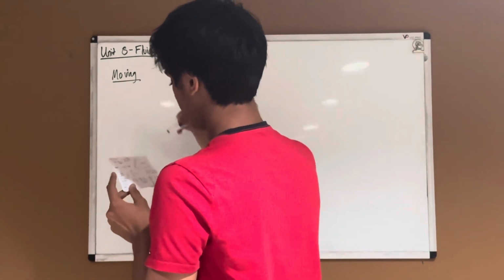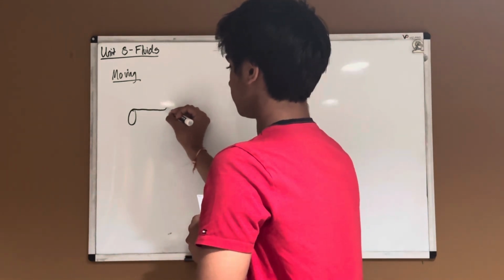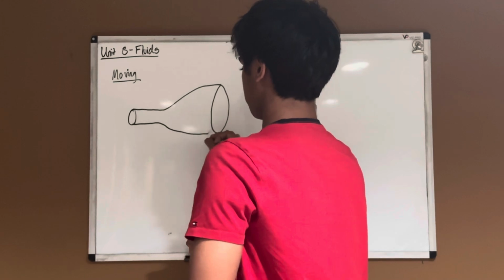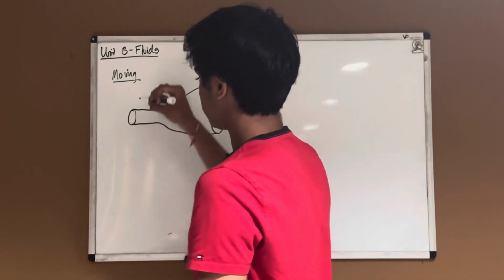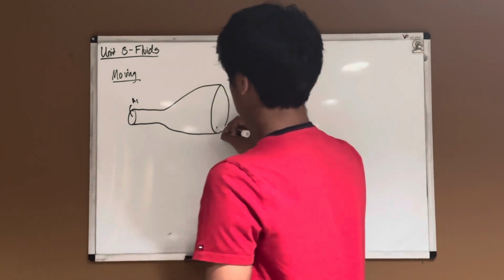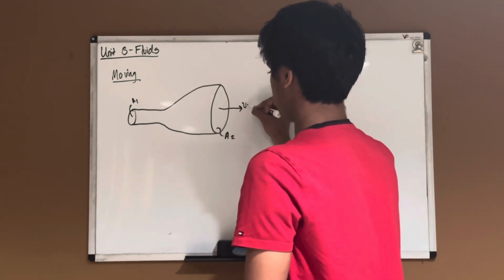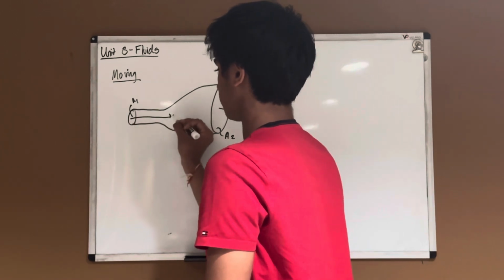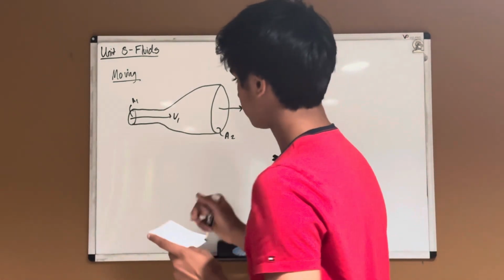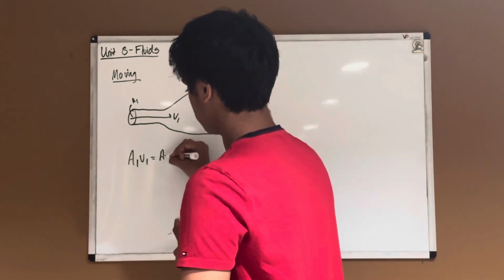So the first thing you need to know is that let's say we have a tube here, right? And the tube expands like so. And this tube is filled with water, right? So we say that this has an area 1 here, area 2 here, and let's say it has velocity 2 here, and a velocity 1 here. So what the continuity equation says is that area 1 times velocity 1 is equal to area 2 times velocity 2.